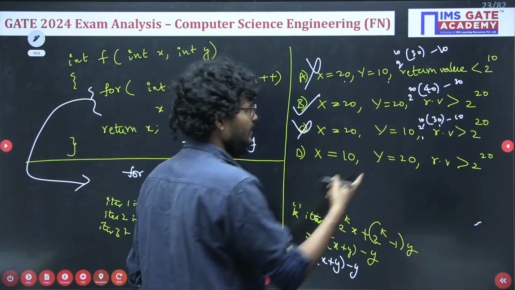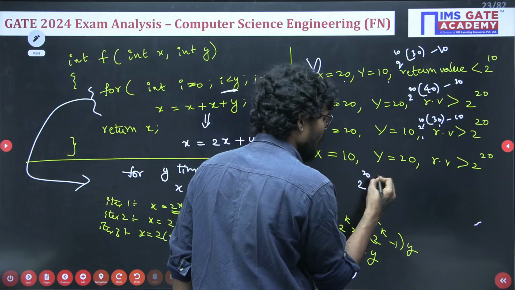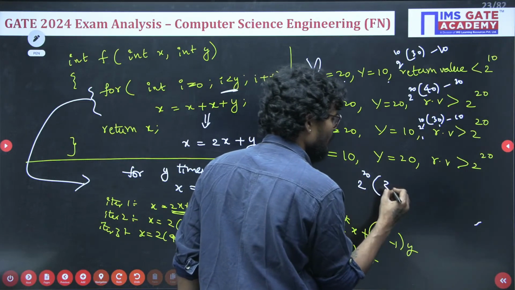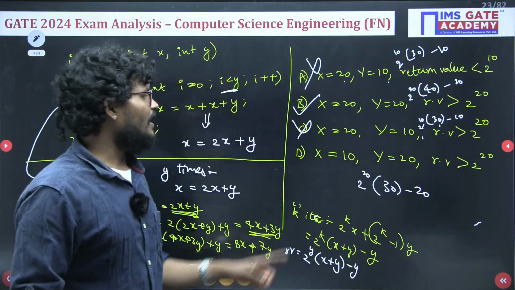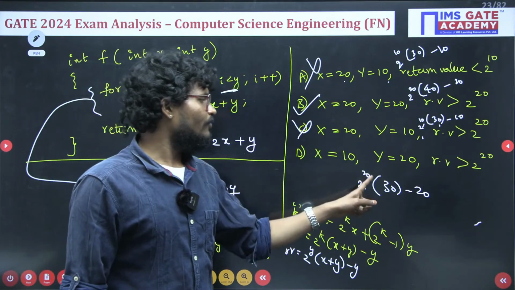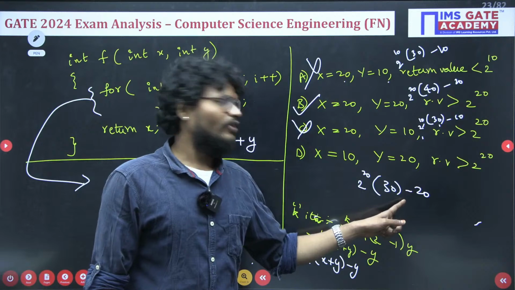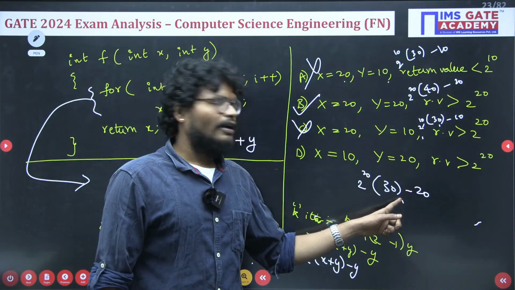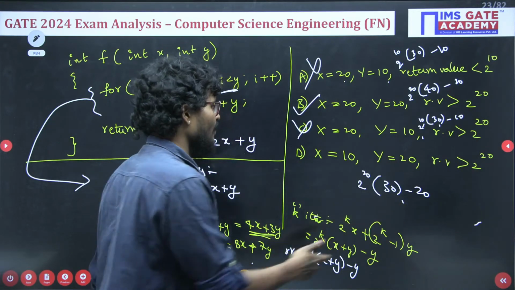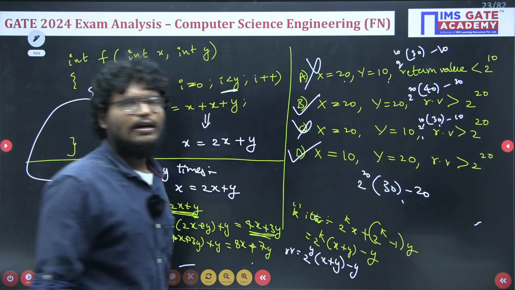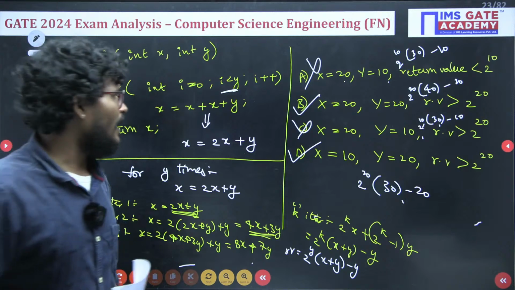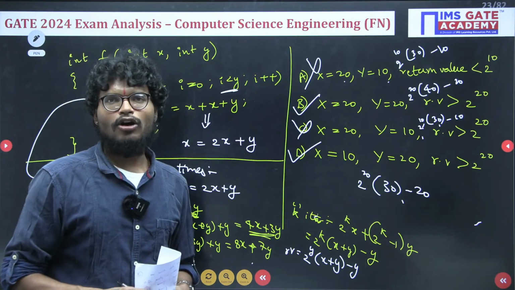Now finally let us check here. So we have 2 power 20 into 20 plus 10, 30 minus 20. So obviously because we are multiplying 2 power 20 with 30 here, which is like near 2 power 5, right? So this is a very big value compared to 2 power 20. So option D is also a correct answer. The correct options are option B and option D.